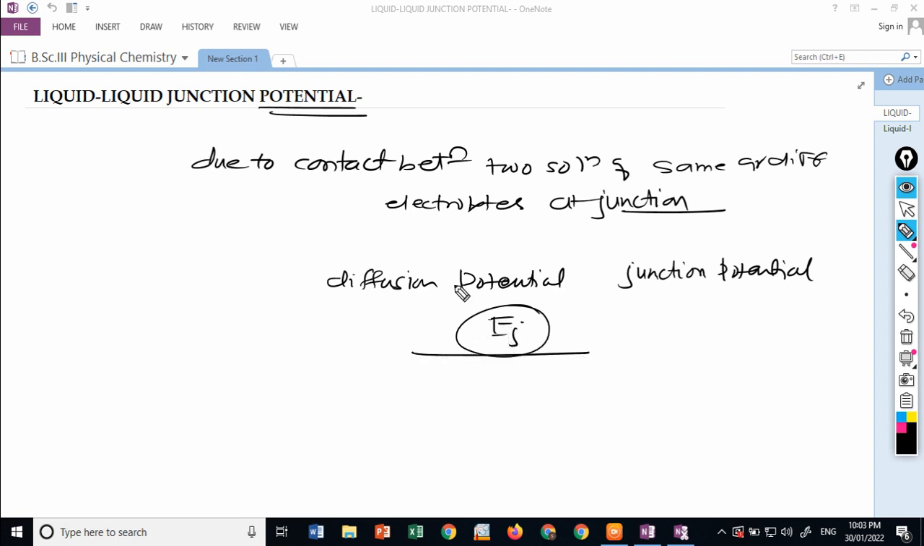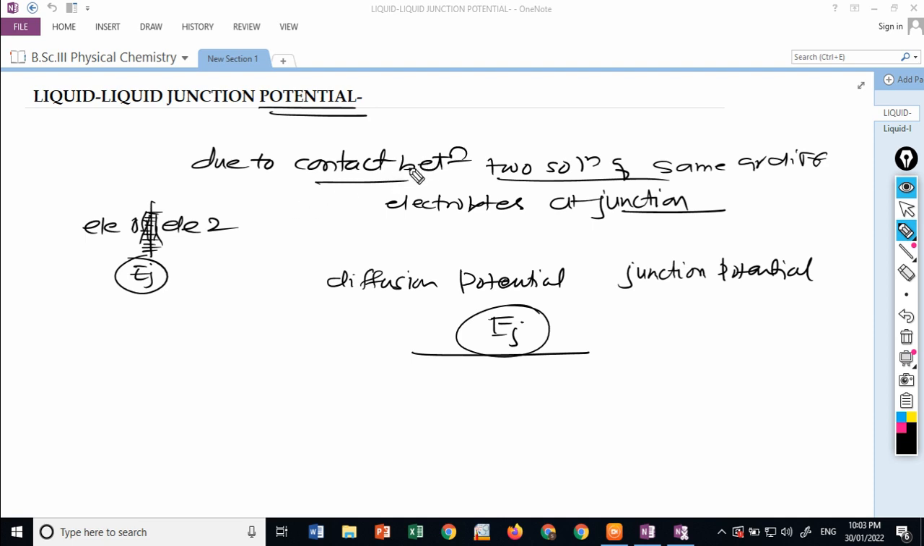Okay, so once again I will repeat: liquid junction potential is the potential which is developed due to contact between two solutions of same or different electrolytes. Suppose this is electrolyte 1, this is the phase boundary, and this is electrolyte 2. Whatever potential is developed due to the activity or concentration difference between these two at the boundary is called the liquid junction potential. So this is a very simple concept.